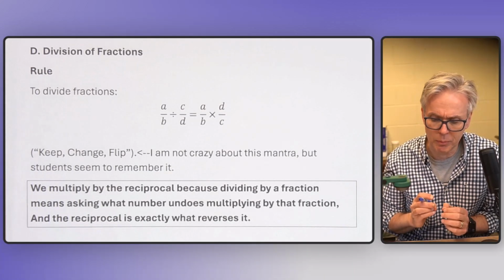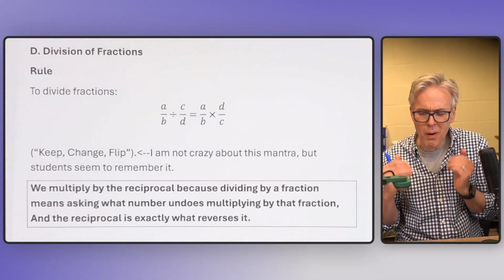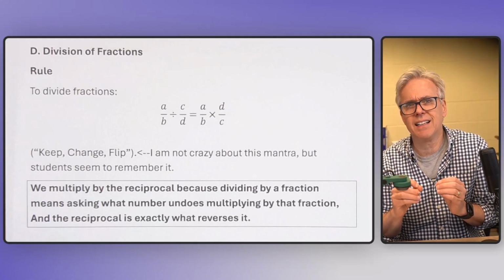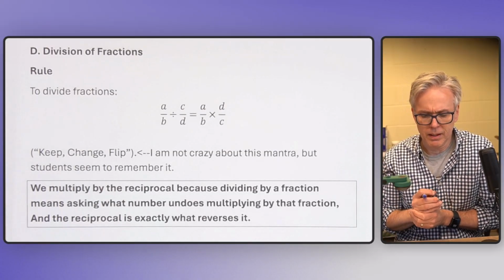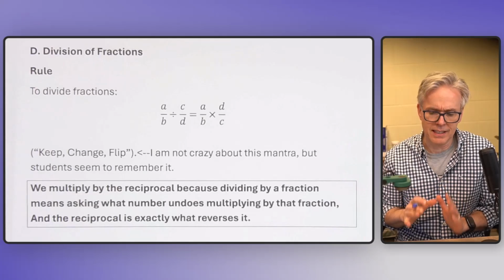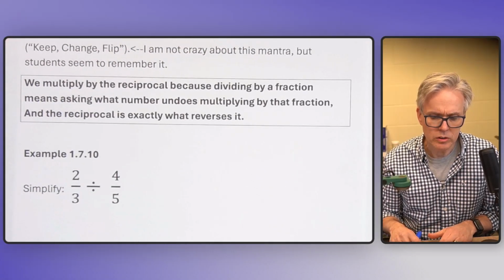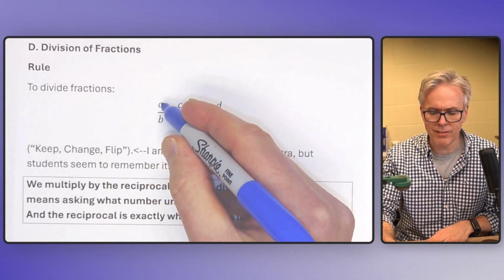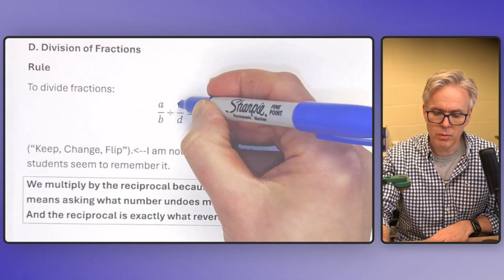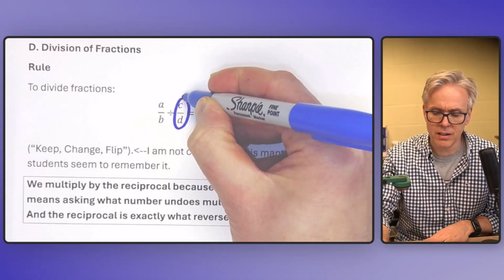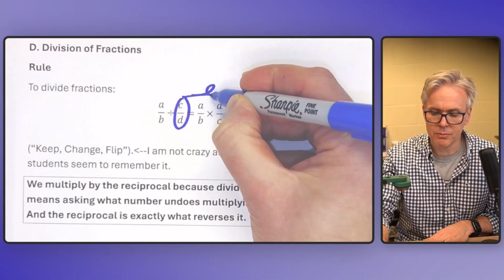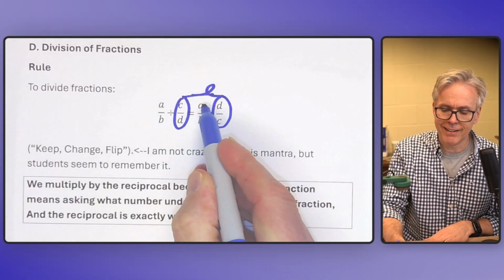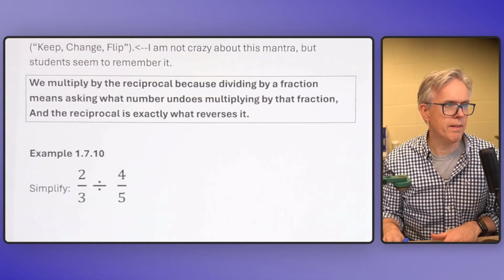We multiply by the reciprocal because dividing by a fraction means asking what number undoes multiplication by that fraction. And the reciprocal is exactly what reverses it. So let's see if we can apply this. Again, our generic version using letters: a over b divided by c over d. Notice we take this fraction here and we flip it. I'll put a little flip, guys. So instead of a over b divided by c over d, it's a over b times d over c.